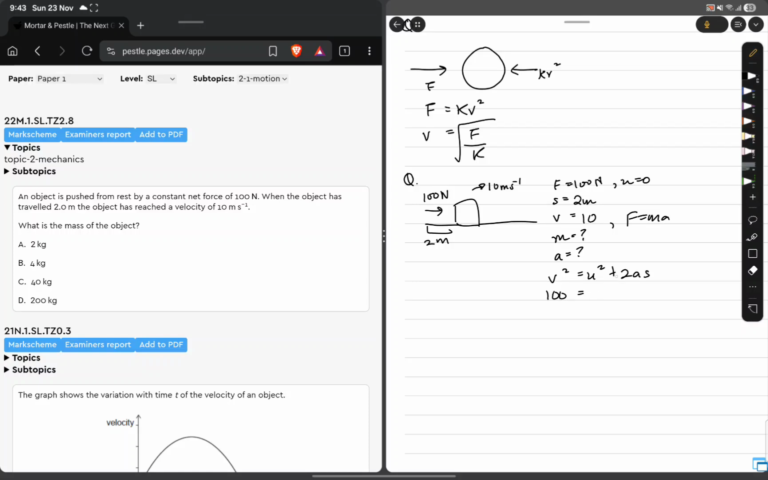Initial velocity is 0, so we just don't do that. The time is 2, and acceleration is what we're trying to find. We're given s, which is 2 meters. So we're going to get 4a, which means a is 25. That means 25 meters per second squared.